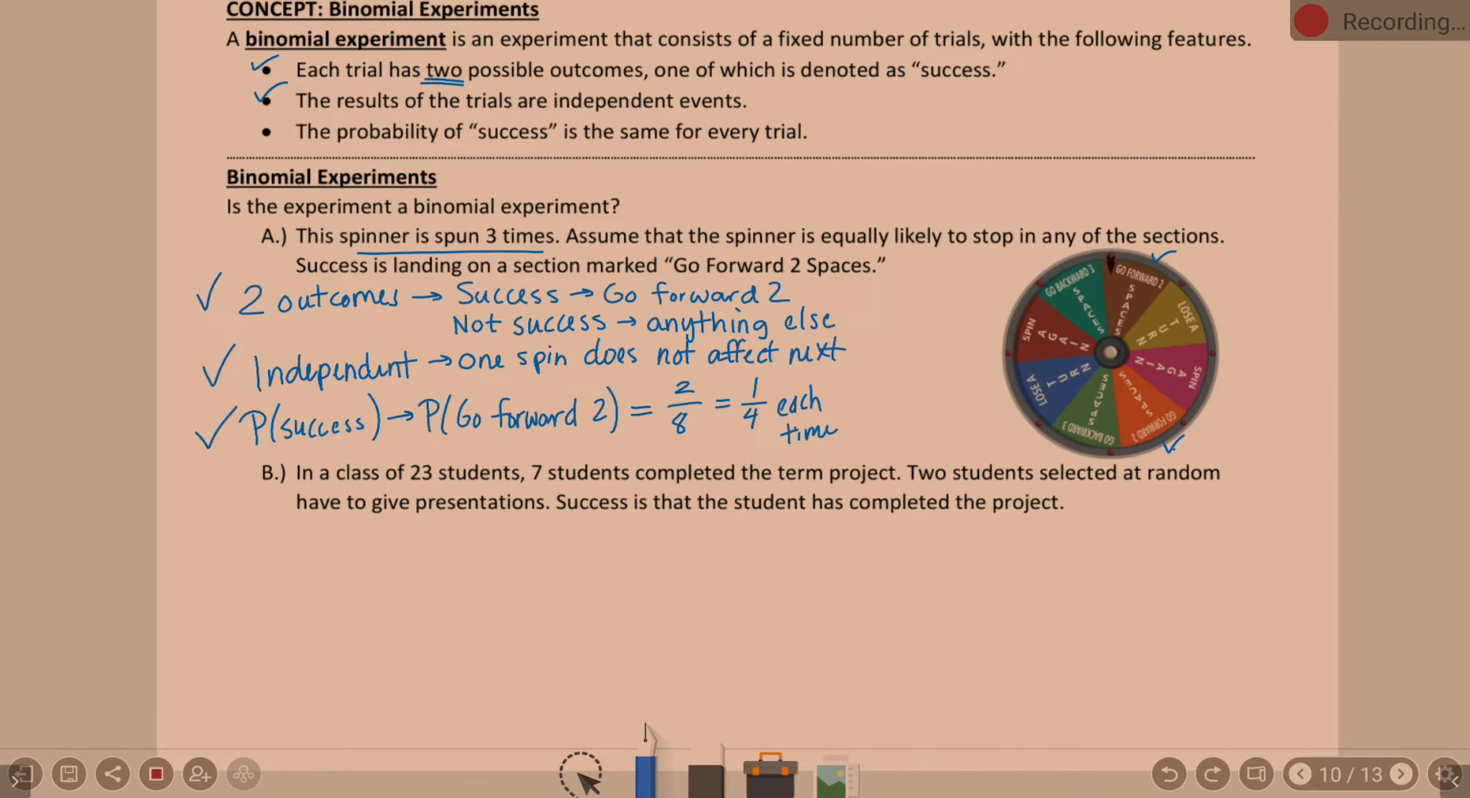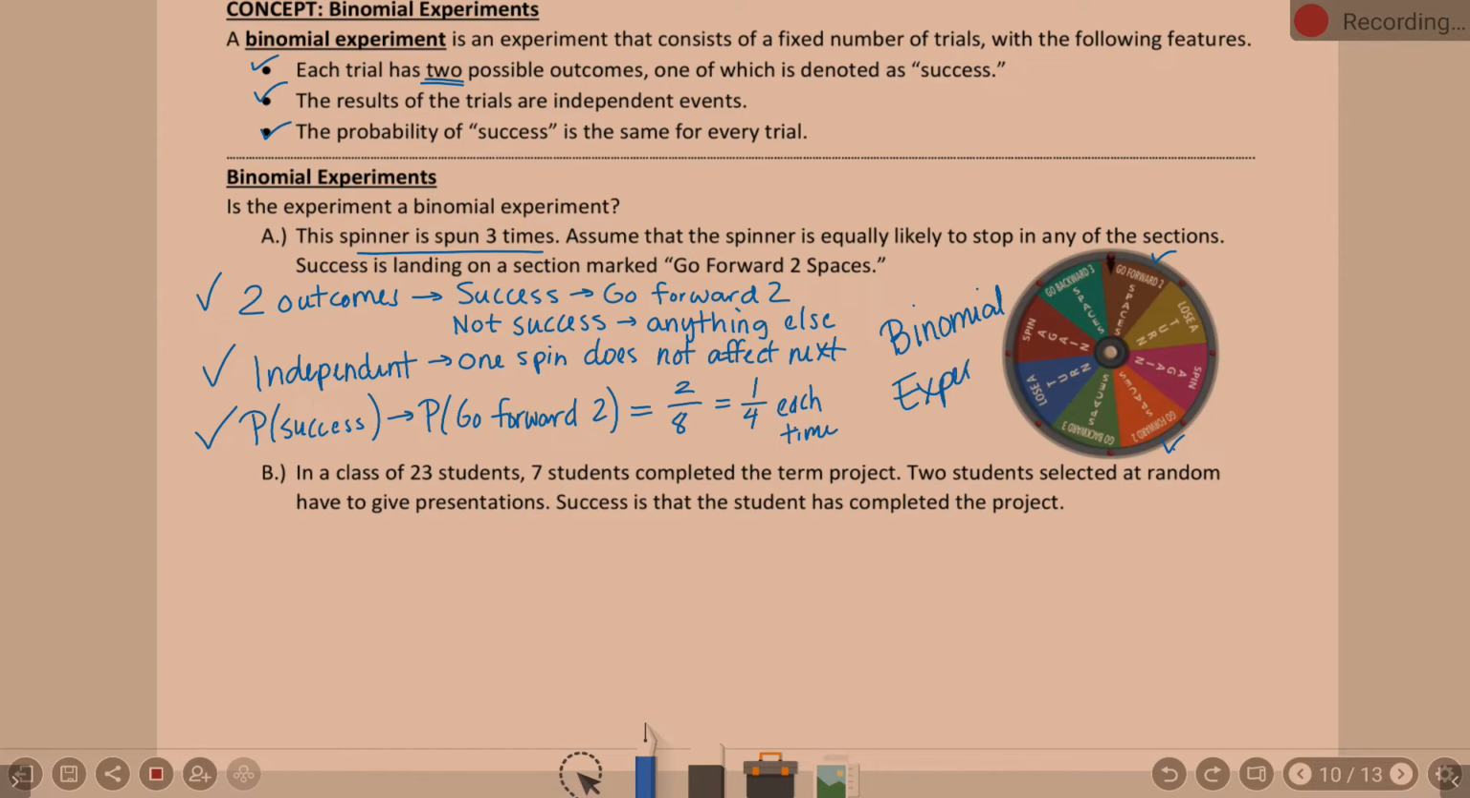So, were we able to just check off each of those 3 points? Yes. So, is this a binomial experiment? Yes. Okay, we can say that this is a binomial experiment because it met all the characteristics.